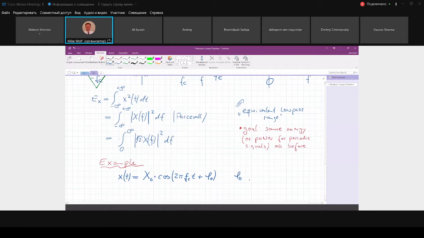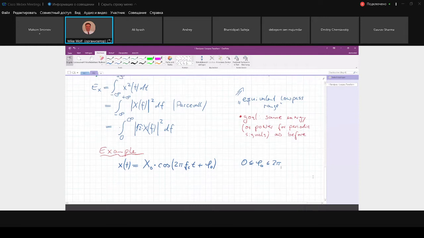And phi naught can be 0, and to make sense, we say it's between 0 and 2 pi. So if we have a certain phase, then this cosine is mapped to a sine. But whether this is in reality a cosine or a sine or a minus sine just depends on the origin of our coordinate system. It's just a harmonic wave. And now we know what is the Fourier transform of this. And we use this graphical method to obtain the signal in the time domain. And I can tell you it's a constant.